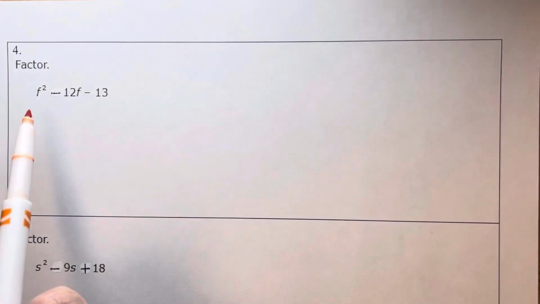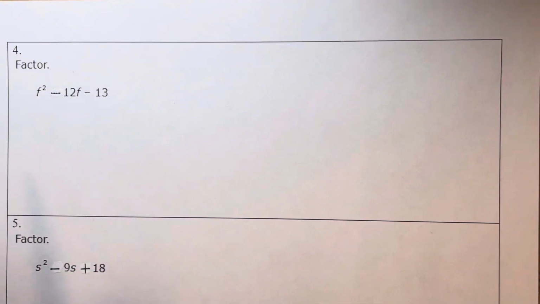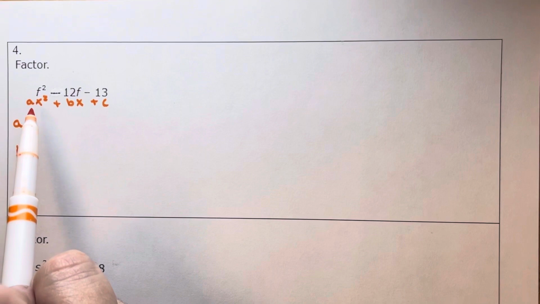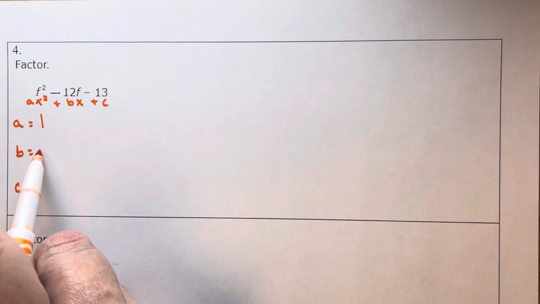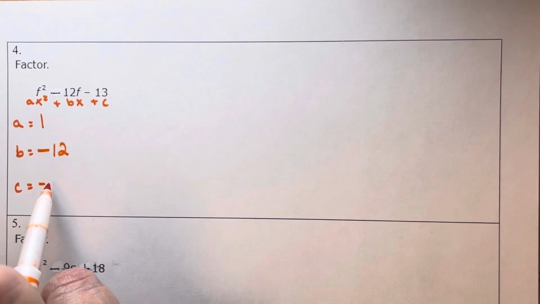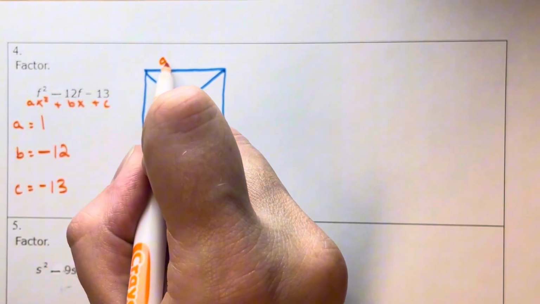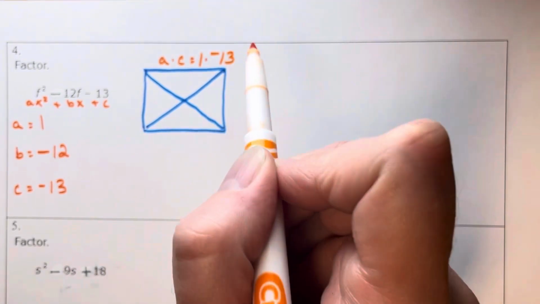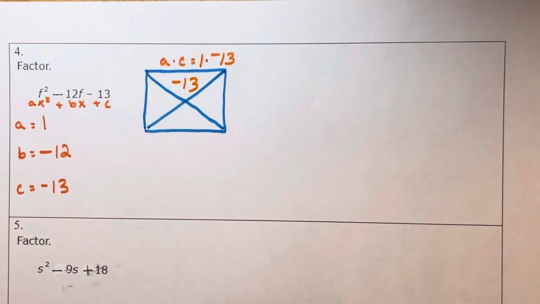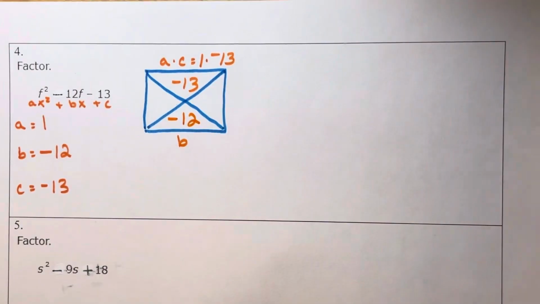Here in example 4, we're going to factor this given polynomial. And this time we see that 2 of our 3 terms are negative. Let's see what happens. So again, using the standard form of a quadratic, we look and find our a, b, and c numbers. A is 1, b is negative 12, and c is negative 13. Let's fill in our graphic organizer. Top triangle, a times c, 1 times a negative 13. So that gives us negative 13 in the top of our box. In the bottom of our box, B, which happens to be a negative 12.